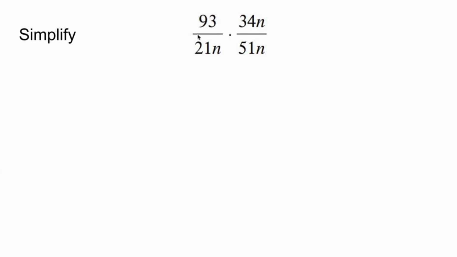So for example, 93 is 31 times 3. So let's do this. Let's use all the colors that we have. 93 is going to be 31 times 3. 21 is going to be 7 and 3. n comes along for the ride.